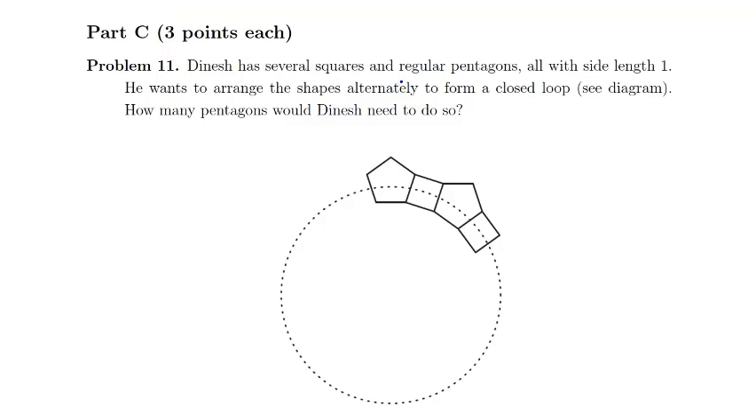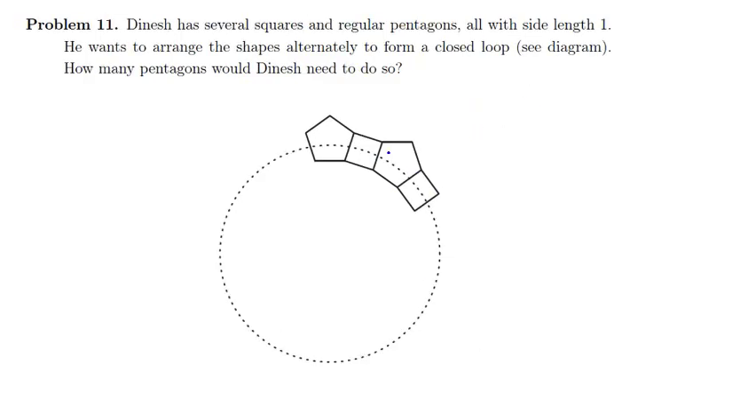It says, Dinesh has several squares and regular pentagons, all with side length 1. He wants to arrange these shapes alternately to form a closed loop, see diagram. How many pentagons would Dinesh need to do so?